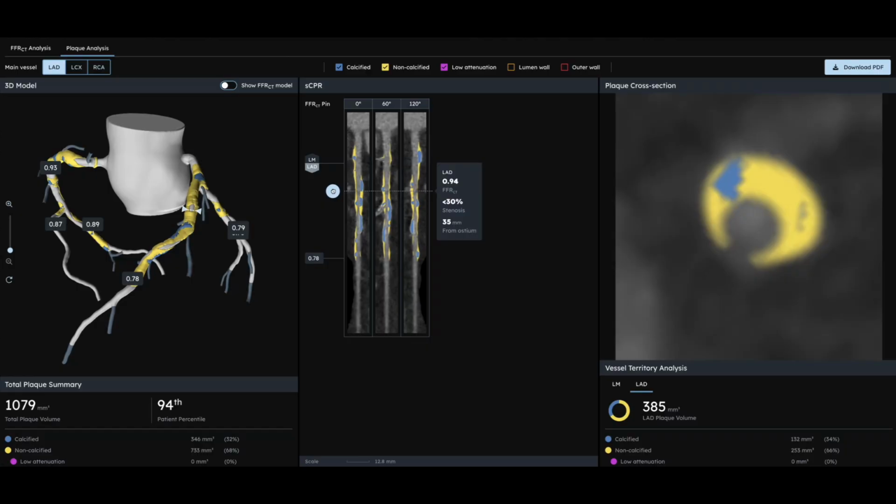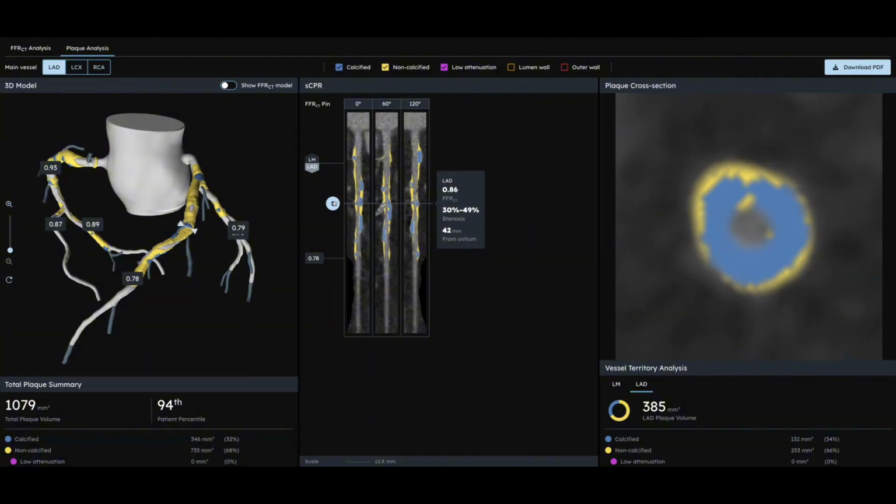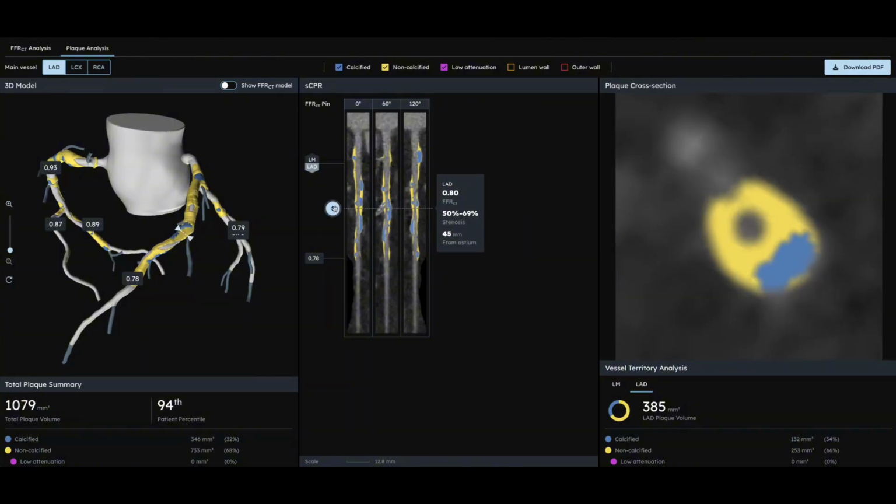So we can see it here, it's less than 30% stenosis, or otherwise known as narrowing. Now, as we come down this vessel towards the medial part, or the middle, we can see that the stenosis actually increases to 30 to 49%. And there's a focal point here of 50 to 69%.